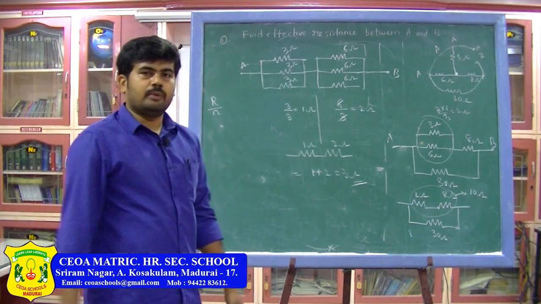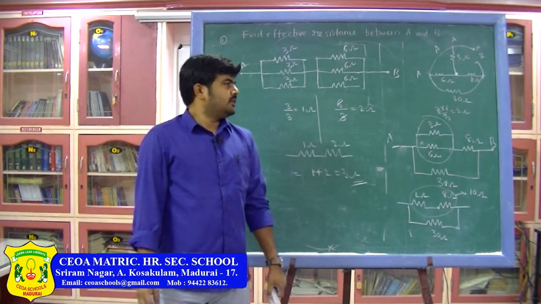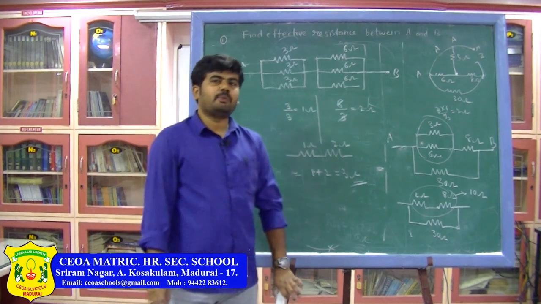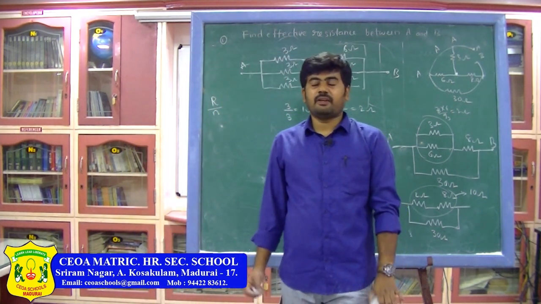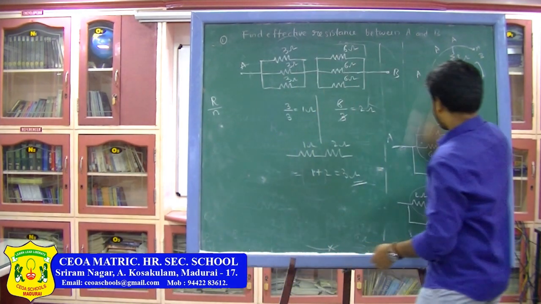Next, one more problem. There is a wire of 18 ohm resistance which is bent in the form of an equilateral triangle. Then find the resistance across any two vertices of the triangle. So let us discuss this problem.